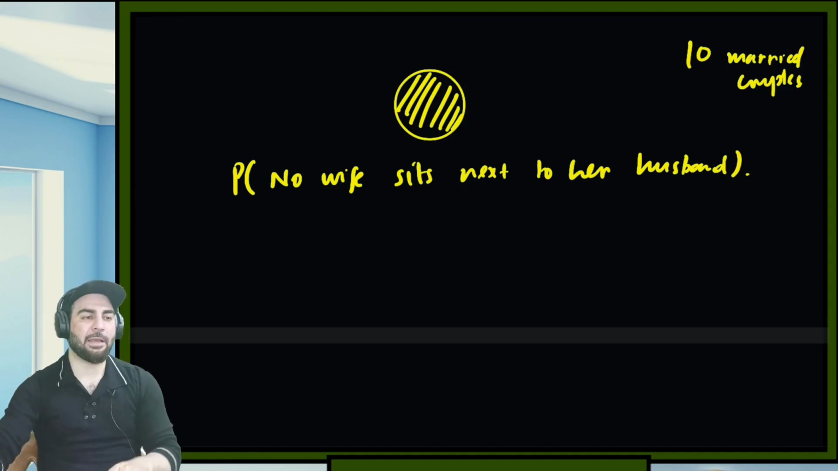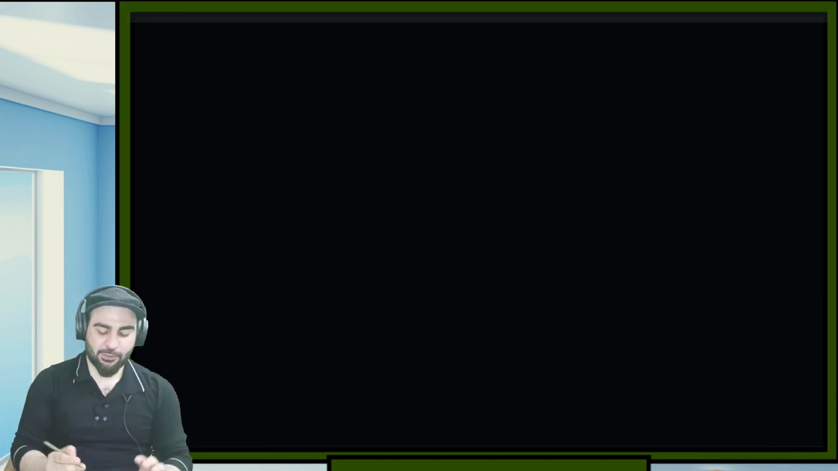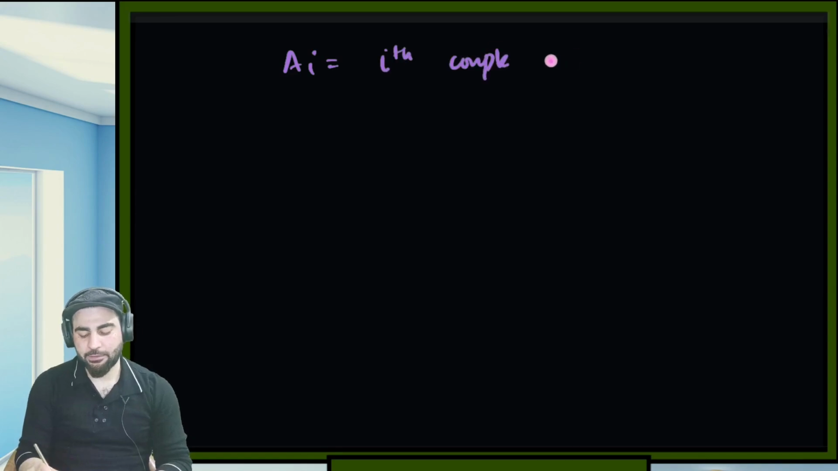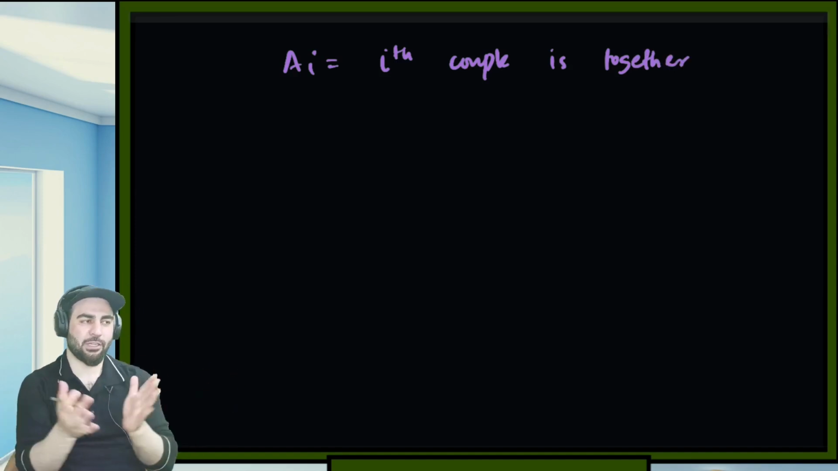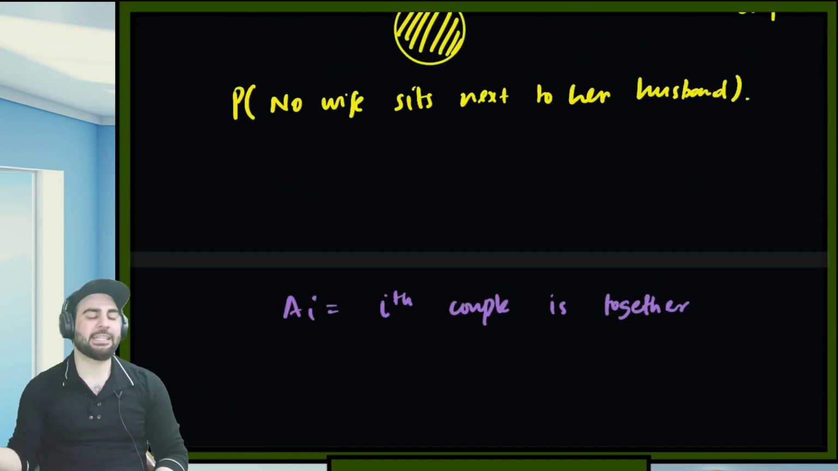I'll give you some time, maybe 5 minutes. So what I'm saying is, first we'll define something. Let's denote A_i as the event that the ith couple is together, staying together. We want to compute the probability that no wife sits next to her husband.